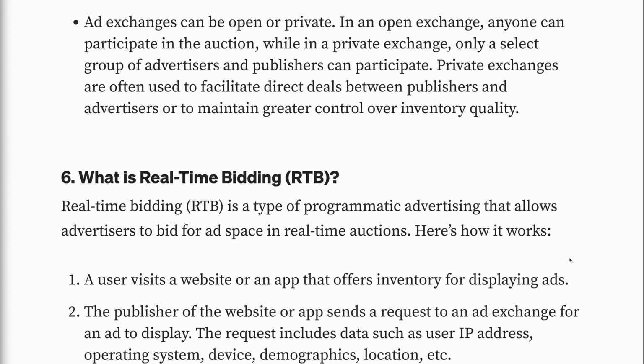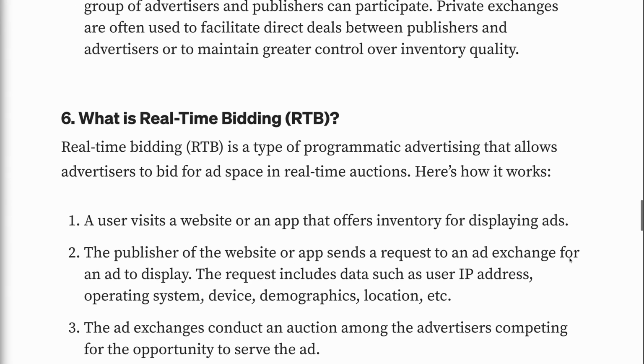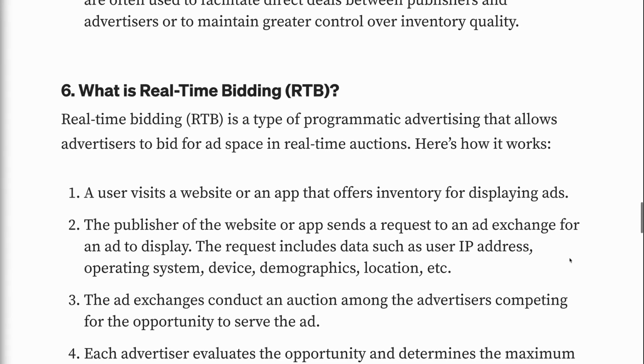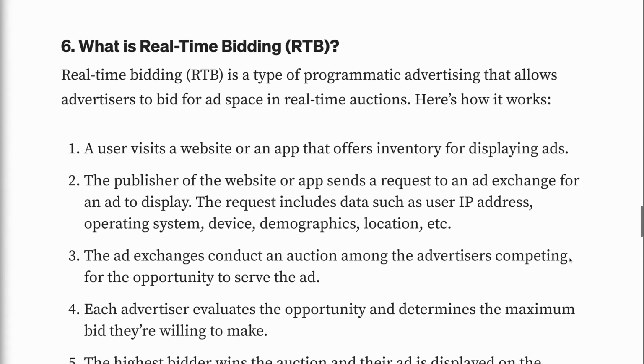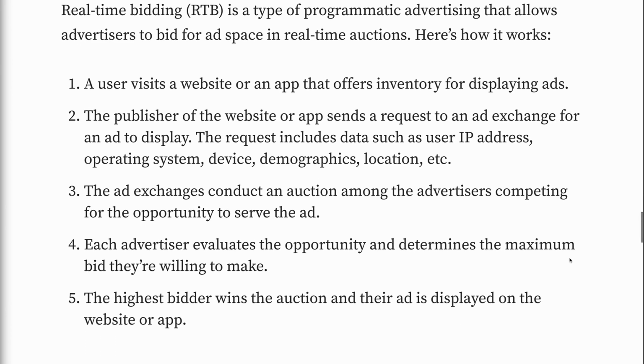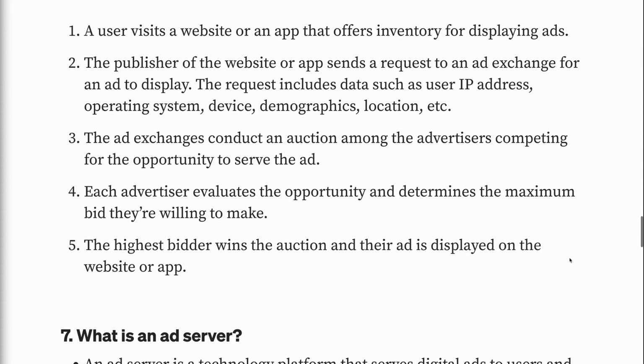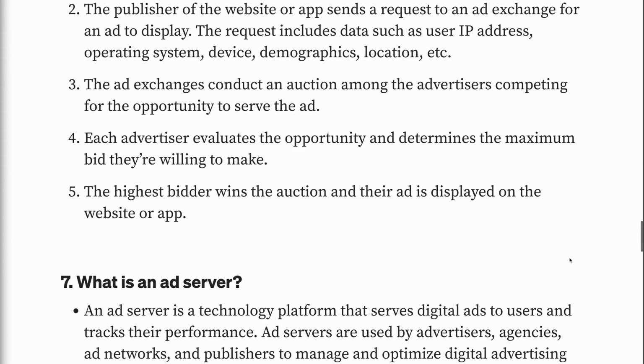Real-time bidding is a type of programmatic advertising that allows advertisers to bid for ad space in real-time auctions. Here's how it works. A user visits a website or an app that offers inventory for displaying ads. The publisher of the website or app sends a request to an ad exchange for an ad to display. The request includes data such as user IP address, operating system, device, demographics, location, etc. The ad exchanges conduct an auction among the advertisers competing for the opportunity to serve the ad. Each advertiser evaluates the opportunity and determines the maximum bid they're willing to make. The highest bidder wins the auction and their ad is displayed on the website or app.